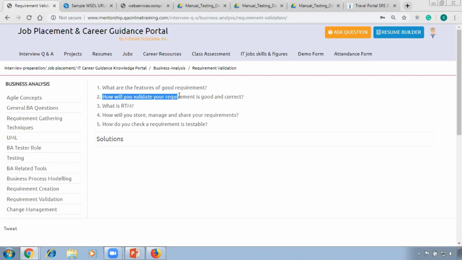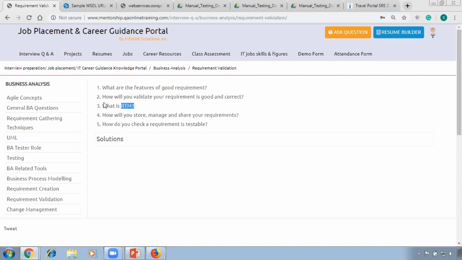Now, how will you validate that your requirement is good or correct? As we discussed, a good requirement is simply easy, straight, to the point, and written in the proper way, so that anybody who reads it can easily understand. It should be self-explanatory, less time consuming. It should also be able to fulfill the goal, like what the client is trying to say, which should be defined by the requirement.